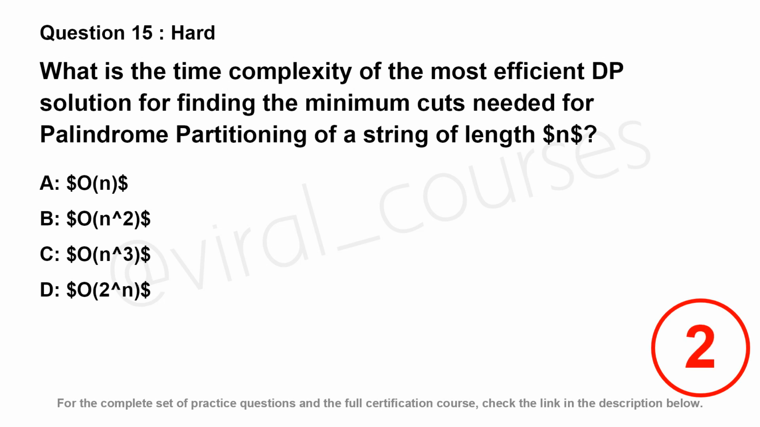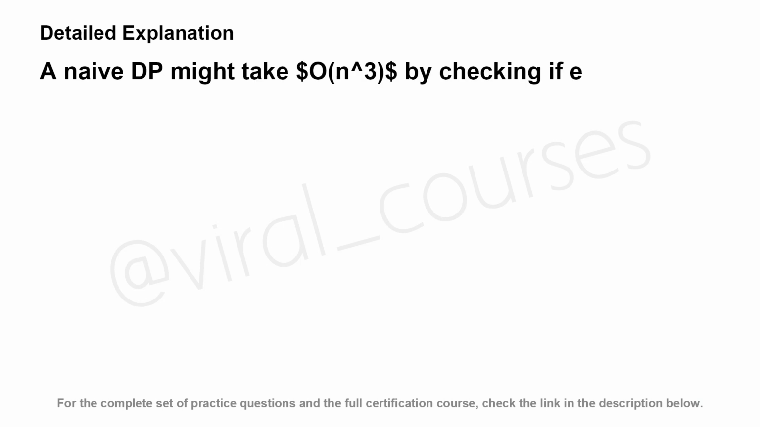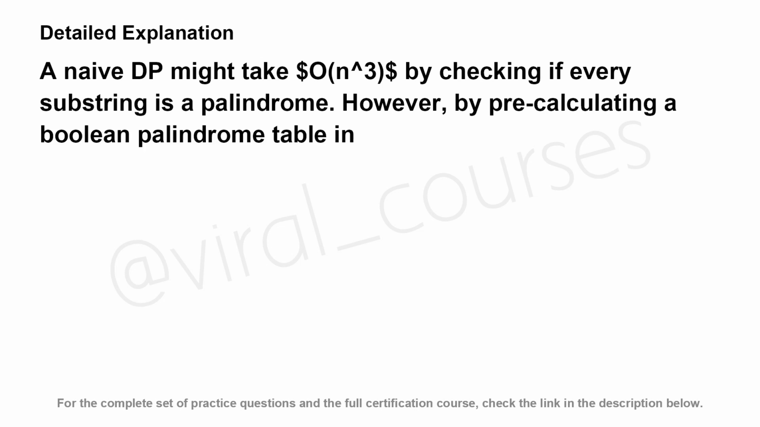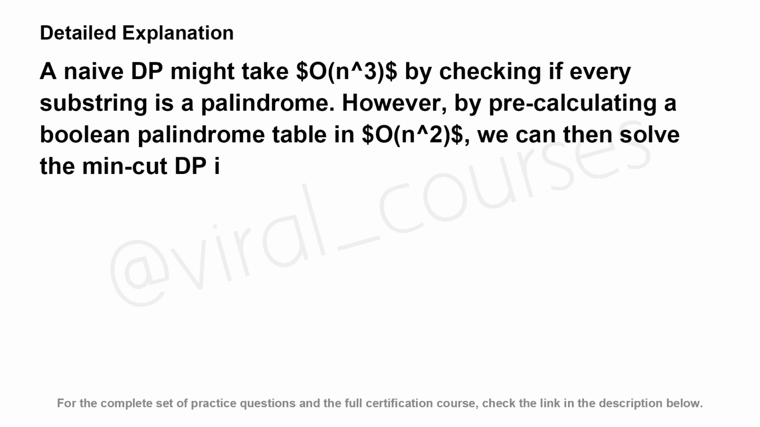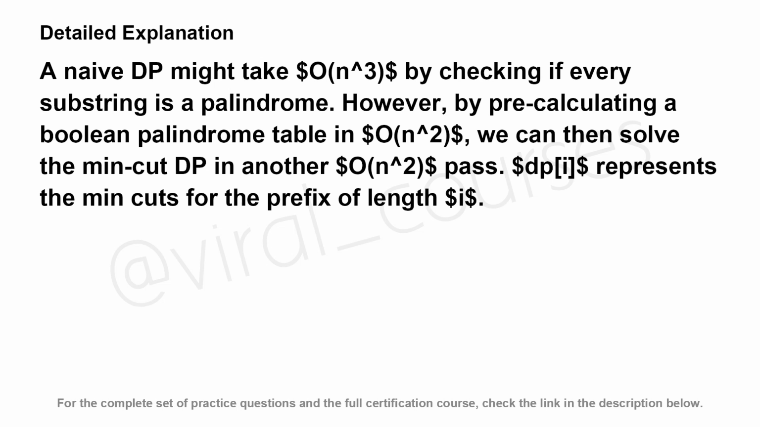The correct answer is B. A naive DP might take $O(n^3)$ by checking if every substring is a palindrome. However, by pre-calculating a Boolean palindrome table in $O(n^2)$, we can then solve the mincut DP in another $O(n^2)$ pass. $dp[i]$ represents the mincuts for the prefix of length $i$.